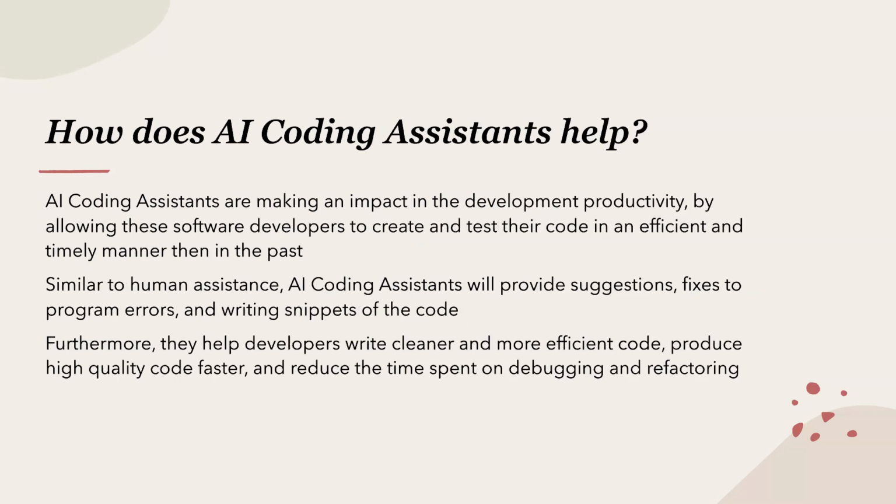AI coding assistants are making an impact on development productivity by allowing software developers to create and test their code in a more efficient and timely manner than in the past. Similar to a human assistant, AI coding assistants will provide suggestions, fixes to program errors, and write snippets of code. Furthermore, they help developers write cleaner and more efficient code, produce high quality code faster, and reduce the time spent on debugging and refactoring.